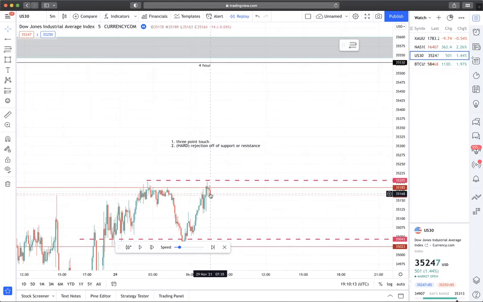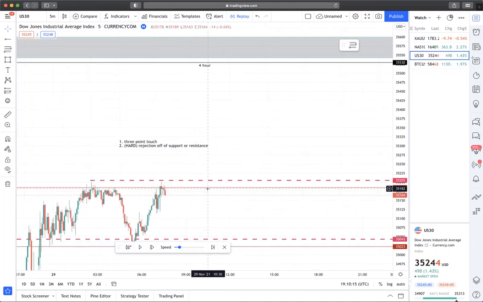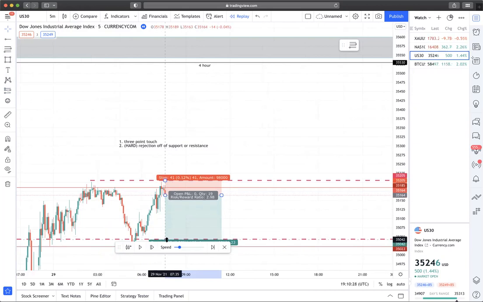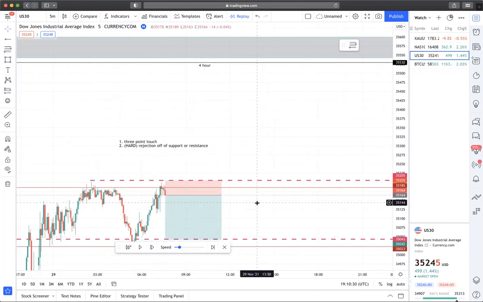So here is when I would look for an entry. So I would get in. I would have got in here, place my stop loss, and then, like I said, my take profit.